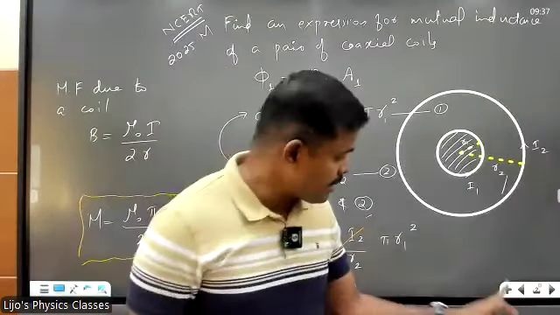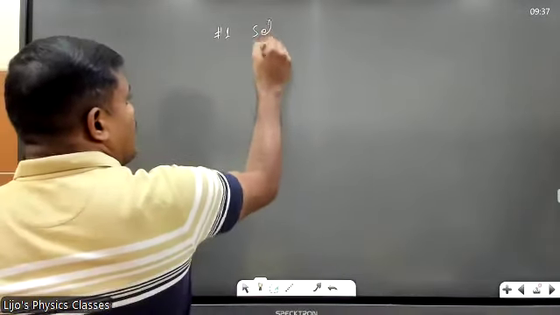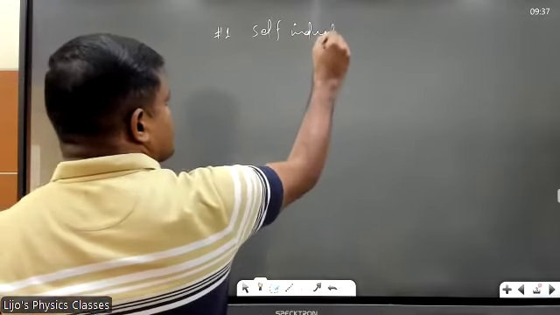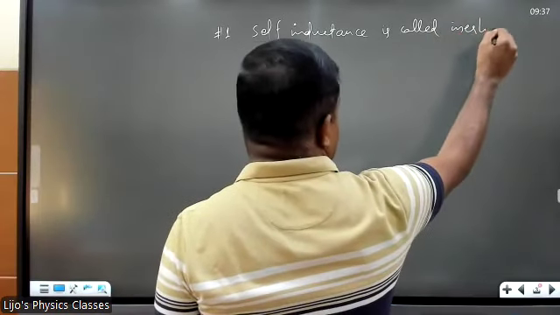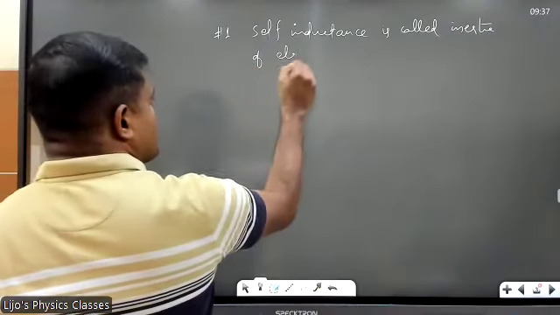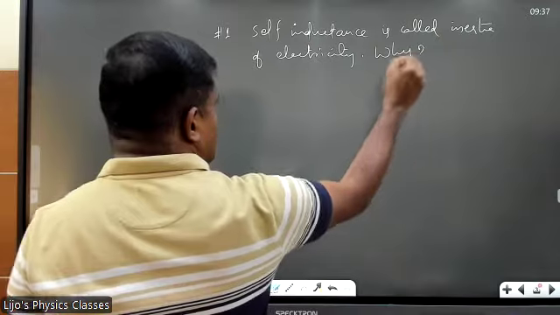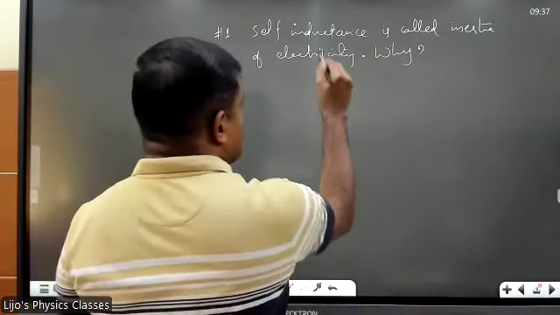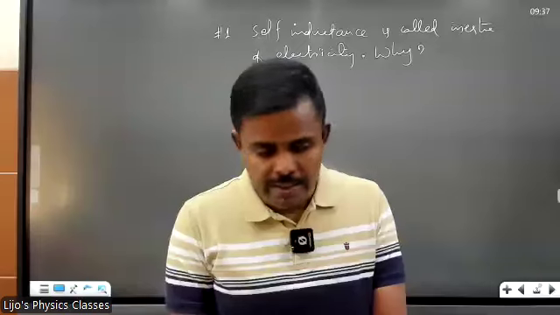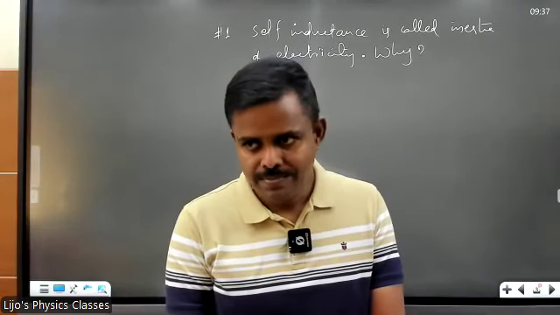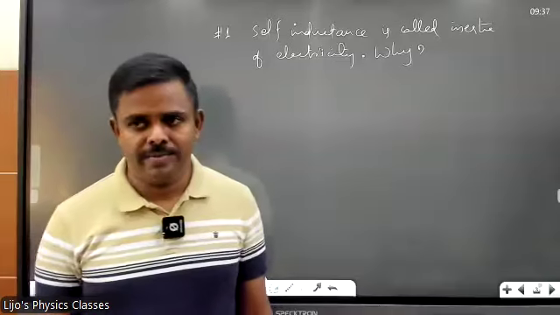Right. So let us write a couple of notes. Note number 1. Self-inductance is called inertia of electricity. Why? Inertia means, like I told you, the resistance to change.